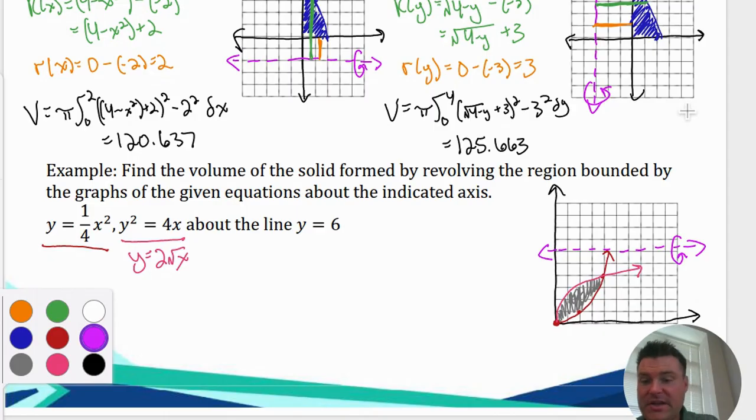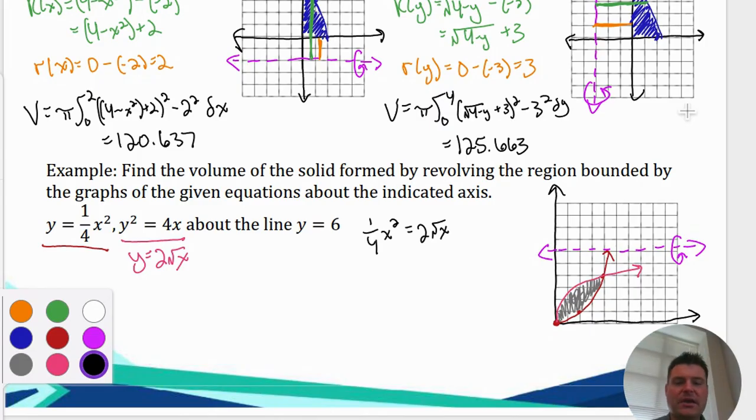But first things first, I have to figure out where these things intersect. I can just tell because I graphed it. But what you would do here to see where these intersect is set the y equations equal to each other. So you do 1/4 x squared equals 2 root x. And you would just go from there to solve these. I'll just tell you right now, this happens at x equals 0 and x equals 4. Those are where those are equal.